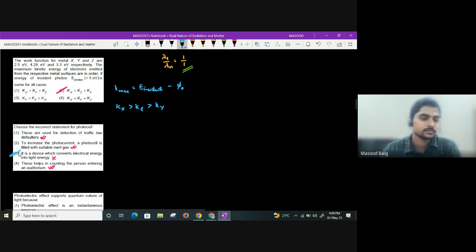This one. Okay. This is also a previous year question. To increase the photocurrent, a photocell is filled with suitable inert gas, guys. Okay.